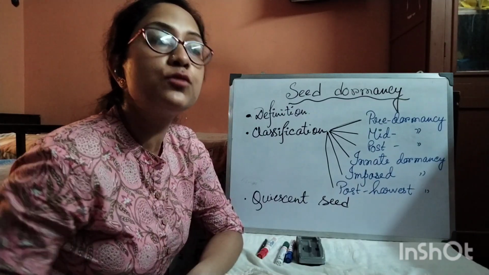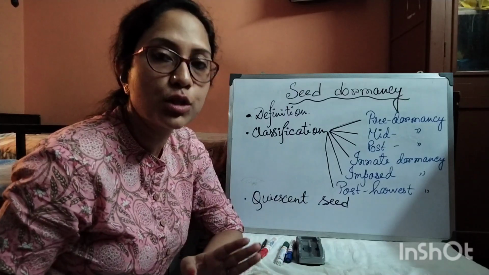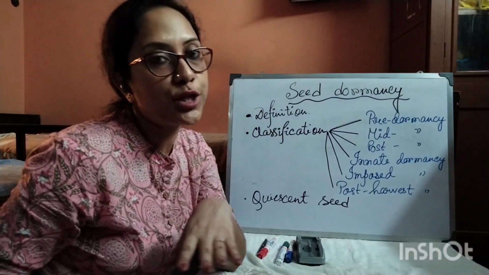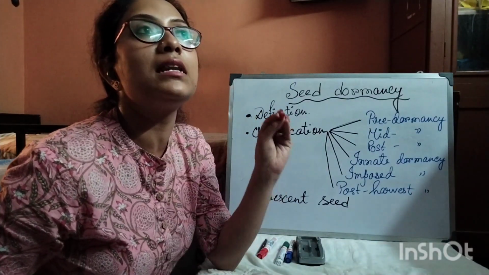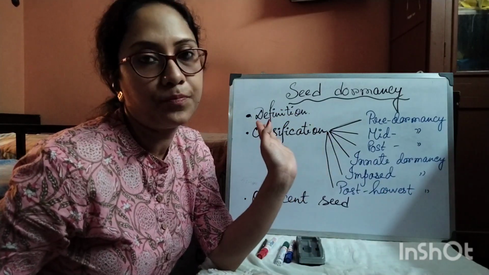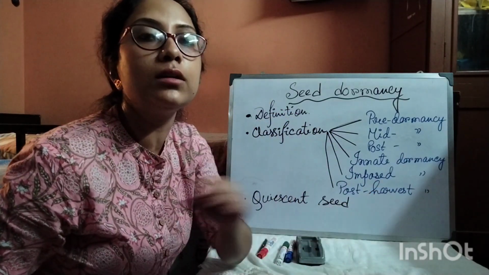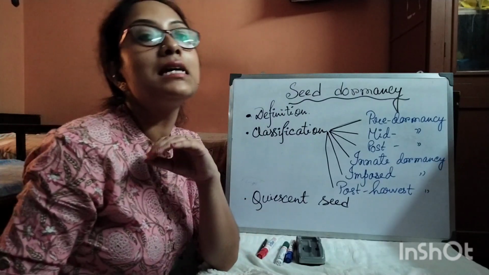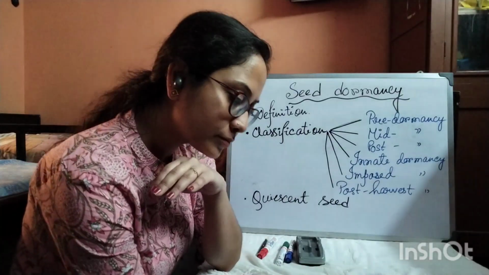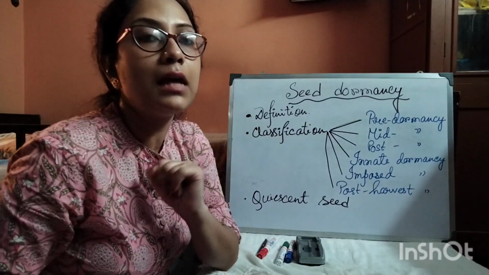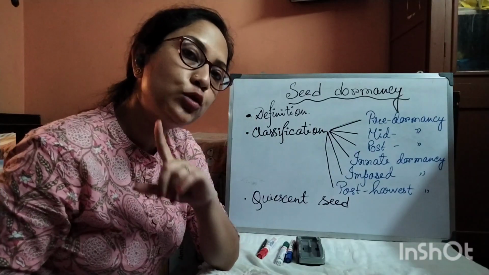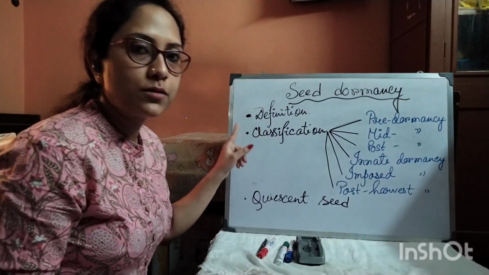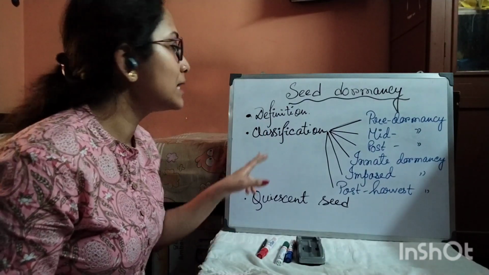If we need to give a definition of seed dormancy, we just have to say that it is a kind of situation in which the seeds remain in a hibernated situation or sleeping position. There is no chemical reaction going on, and that is why the seed will not germinate. This is known as seed dormancy. To study further about seed dormancy, first we need to know the classification of seed dormancy. You can see it is already written on the board.